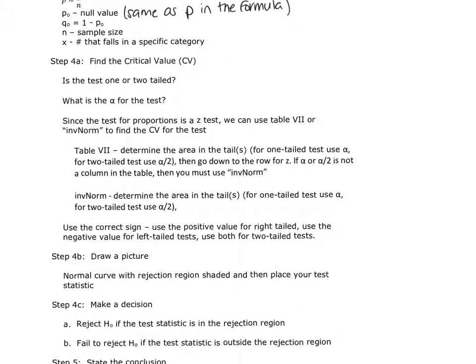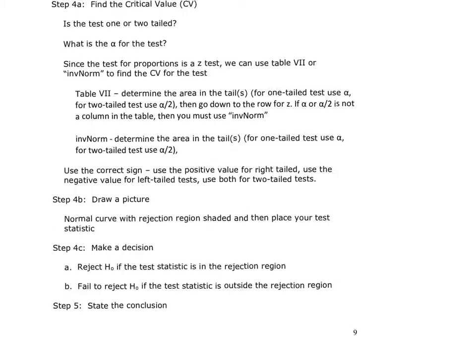Also in step 4, we draw our picture. So we're going to draw our normal curve with our rejection region shaded, and then we're going to place our test statistic on that graph, and so we can make our decision and support it with the picture. The last part in step 4 is to make our decision. We reject the null if the test statistic is inside of our rejection region, which is going to be shaded, and we fail to reject the null if the test statistic is outside of the rejection region. Step 5, we state our conclusion. Let's look at some examples.